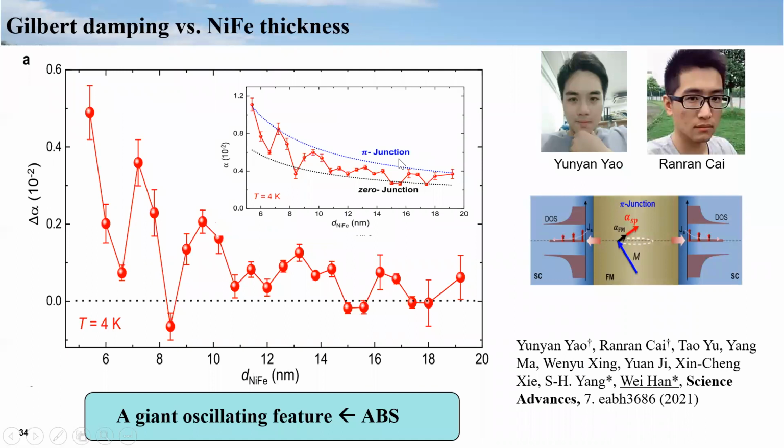So here is a short summary. As a function of the thickness of this nickel iron, a large damping oscillation effect is observed. This is related to the Andreev bound states difference for 0 and pi junctions. This is our best understanding so far. For example, if we further increase the thickness to be much thicker, this effect is gone.